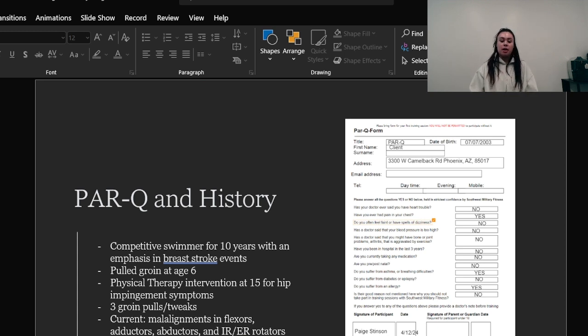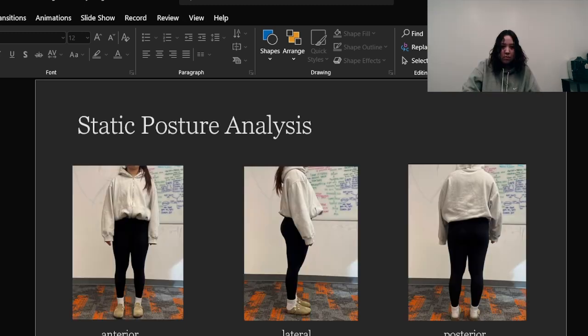Client history: they were a competitive swimmer for 10 years with an emphasis in breaststroke events. At age 6, they pulled their groin with their first hip injury, and then at age 15, they progressed to physical therapy interventions for hip impingement symptoms. Over the course of ages 15 to 20, they have had 3 groin pulls, and now currently they sit with malalignments in their flexors, adductors, abductors, and internal and external rotator muscles.